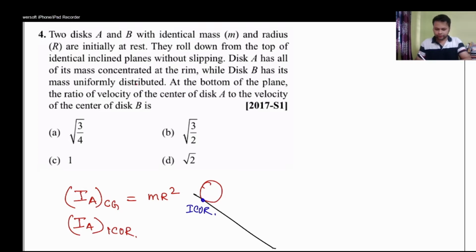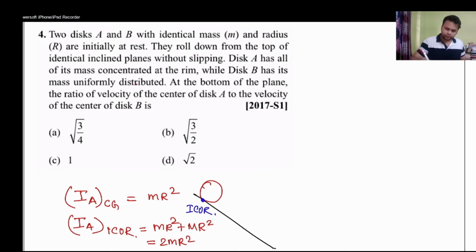So how much will the moment of inertia about the instantaneous center of rotation be? I can say this is equal to ICZ, that is mr square, plus mass into the distance between CZ and the point about which you are calculating the moment of inertia, that is radius r. So mr square plus mr square, which will become 2mr square.